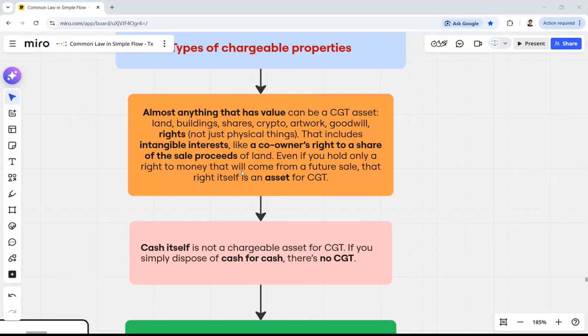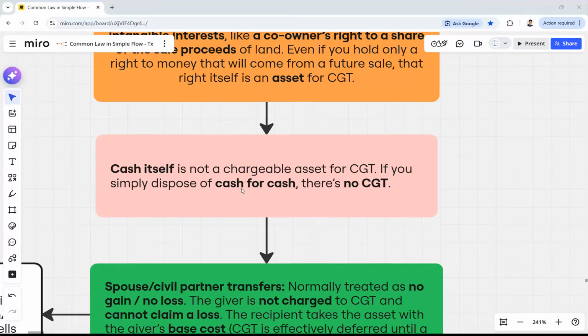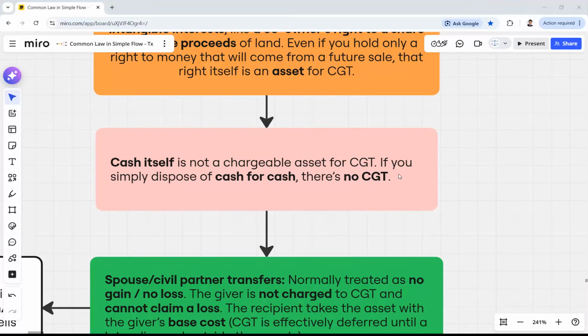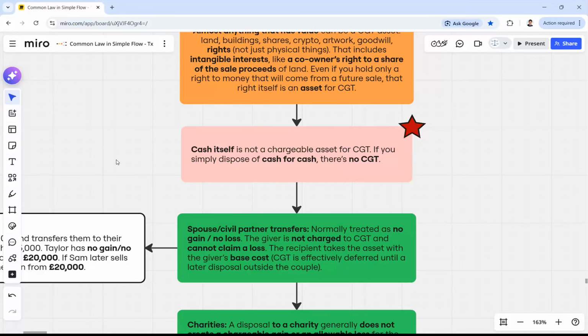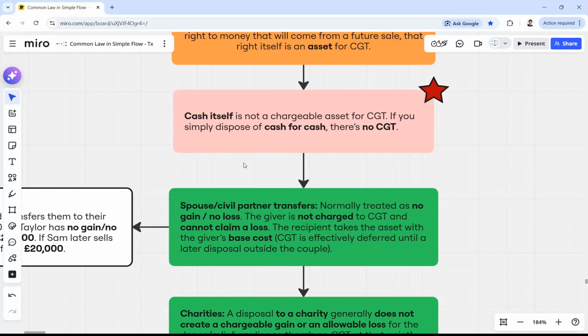So it shouldn't always be physical. It shouldn't always be money. It can be land, shares, buildings, but it can also be a right to something that doesn't exist yet, for example, a right to share proceeds when the proceeds are not available yet. So cash itself is not a chargeable asset for CGT. If you simply dispose of cash for cash, there is no CGT. Imagine in a currency exchange, you give 100 euro to get $110 and you pay CGT on that.